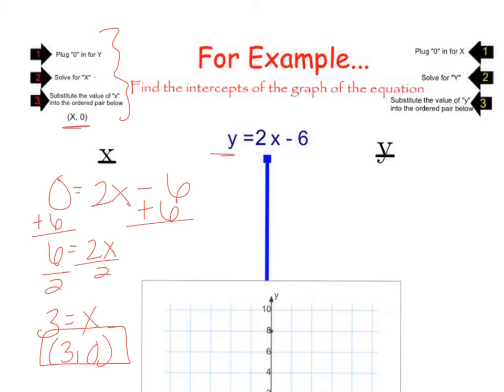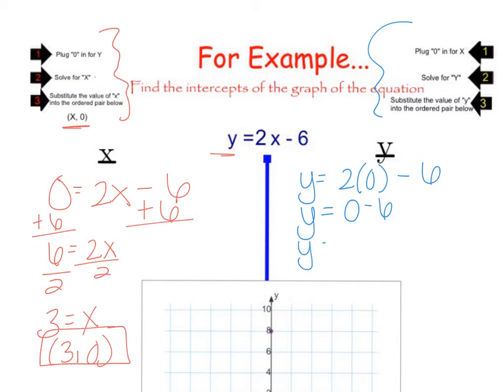Now, let's find the y-intercept. The steps for finding the y-intercept are here. It says plug 0 in for x. So let's do that. y equals 2, instead of x, we'll fill in 0, minus 6. Now let's solve. y equals 2 times 0 is 0. y equals 0 minus 6. 0 minus 6 is negative 6. So our y-intercept is negative 6. We're supposed to substitute that into the ordered pair. So we'll have (0, negative 6).